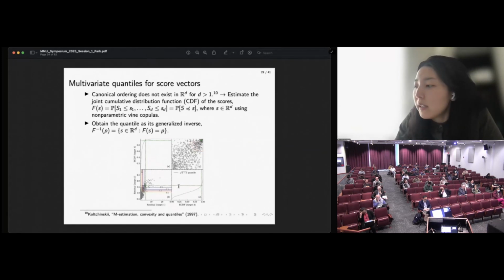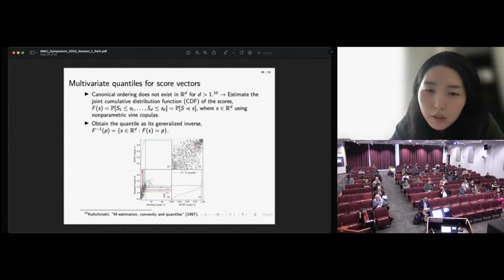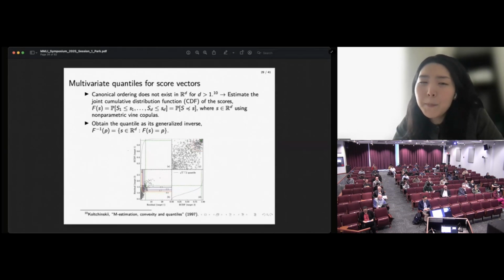Here I've overlaid in green the quantile that you would get if you apply the procedure independently for each target. And there are points on the purple level line that have smaller norm than the green point and would thus yield more efficient prediction sets. So using vines for quantile extraction is one of our contributions.